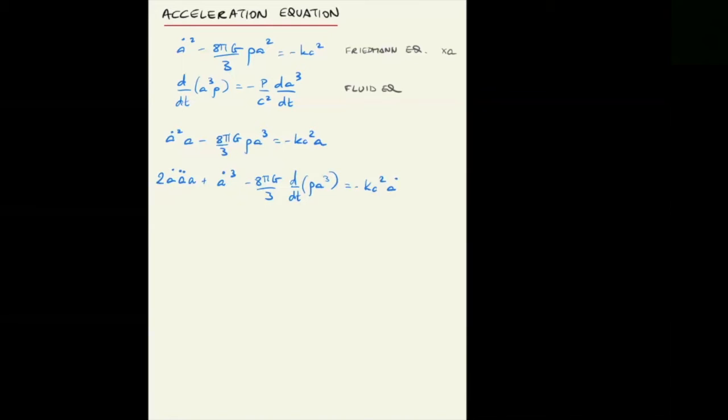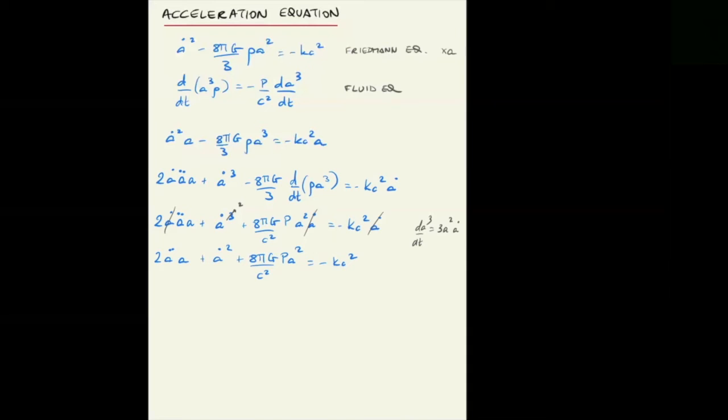Now the second term, you take the time derivative and you have the term that appears in the fluid equation, rho A cubed. Now if we substitute the fluid equation, if we substitute this d(A cubed)/dt by 3A squared A dot, then we can eliminate the A dot in all terms. This cube becomes square, and this is the equation that I have in the end.